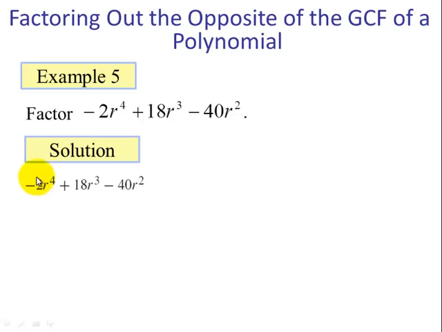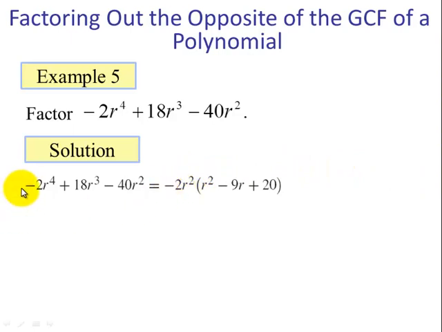Solution. If we look at each coefficient of all three terms, we see that 2 is a factor for all three. And if we look at the variables, we have r to the fourth, r cubed, and r squared. This power is the smallest, so that means that we can take out an r squared here, an r squared here, and an r squared here. So that means we can factor out a negative 2 here, a negative 2 here, and a negative 2 here. And we can also factor out an r squared from each. So we will pull out a negative 2r squared from each term.